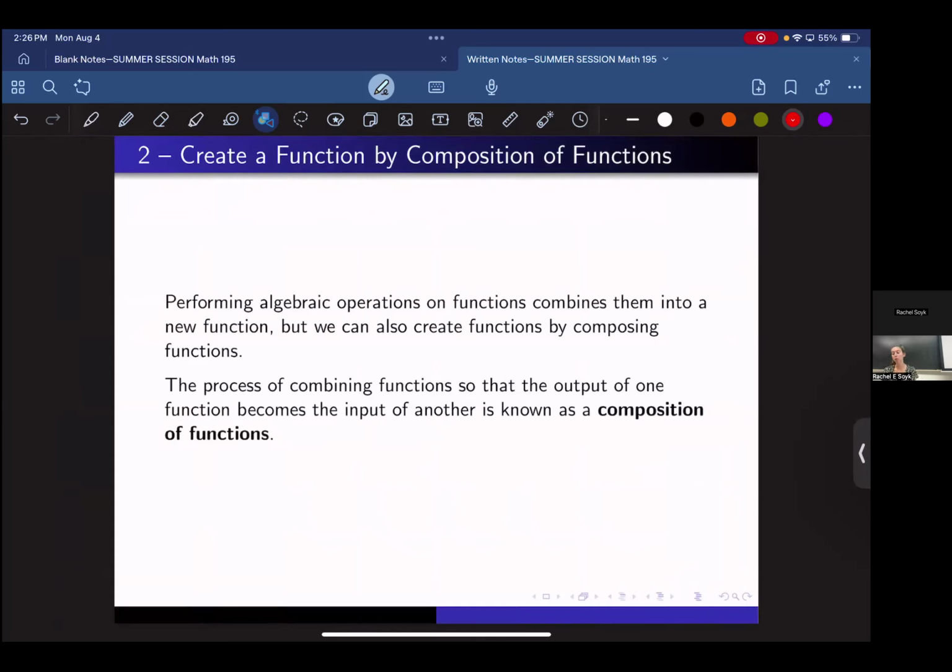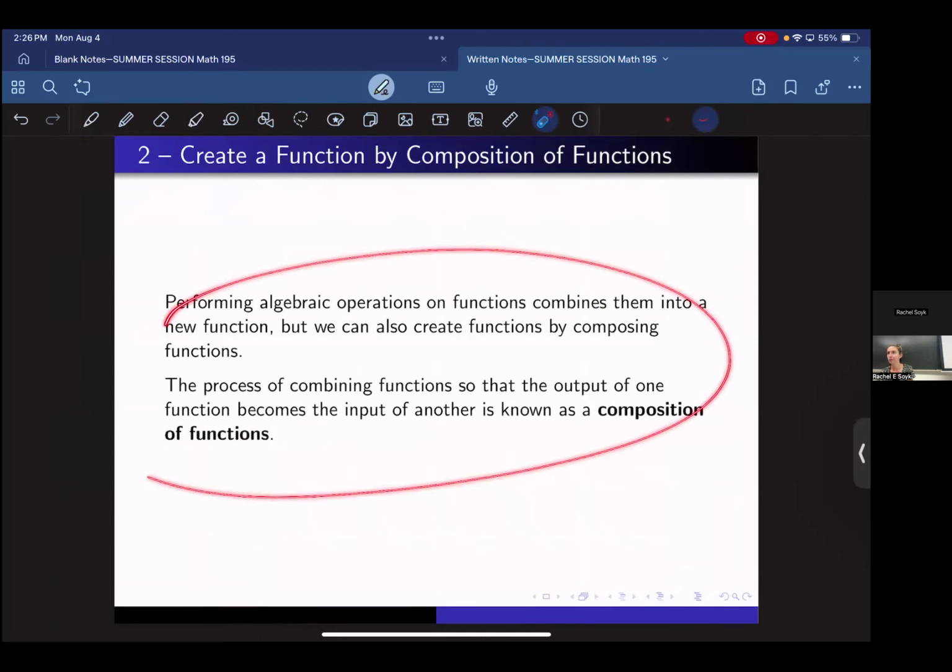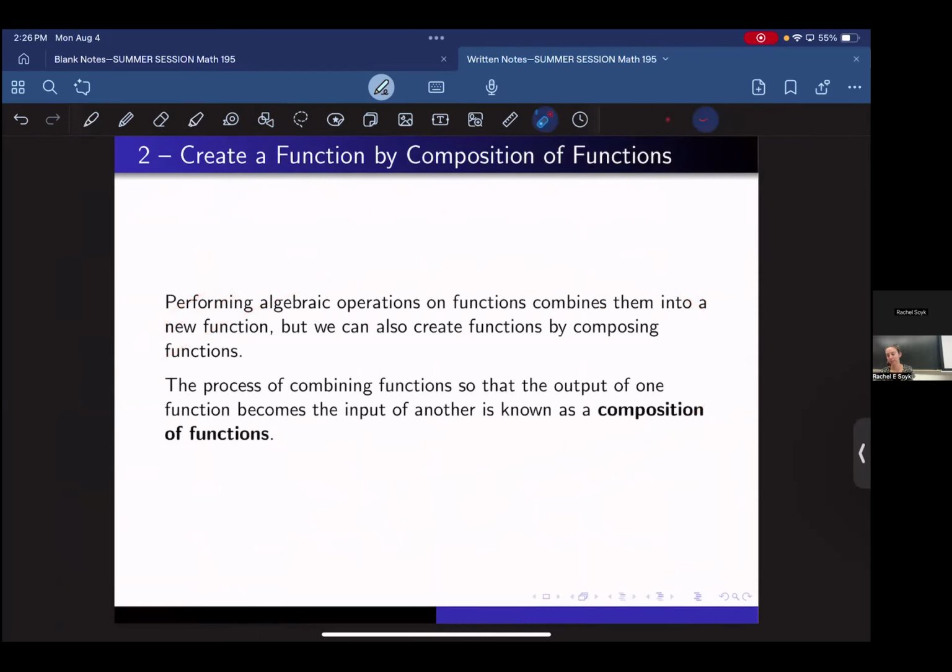Objective 2 is to create a function by composition of functions. So maybe I'll have someone read these paragraphs for me. Yeah, go for it. Performing algebra operations on functions combines them into a new function. But we can also create a function by composition of functions. The process of combining functions so that the output of one function becomes the input of another is known as a composition of functions. Thank you so much.